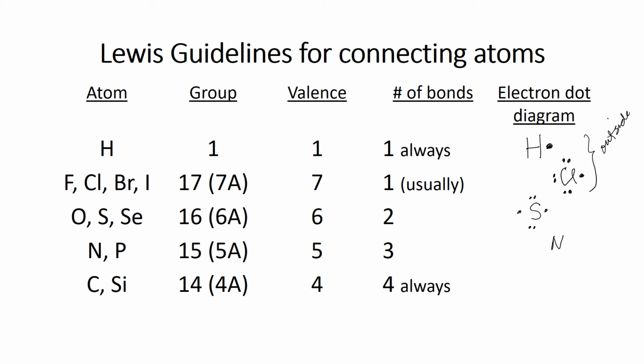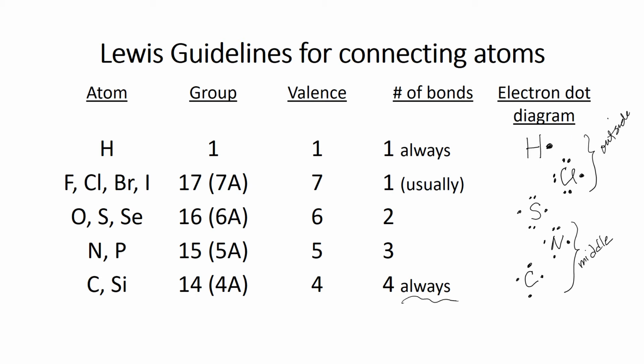Nitrogen and phosphorus in group 15 or 5A have a valence of 5, so we'll give them 5 valence electrons, which means 1 pair and 3 single electrons. So they really need 3 more electrons to have an octet, so they're generally going to form 3 bonds. And carbon and silicon in group 14 or 4A have a valence of 4, so they only have 4 valence electrons. So notice it needs 4 more electrons to have an octet, so it's always going to form 4 bonds. And notice that means since nitrogen usually wants 3 and carbon always wants 4 bonds, they're going to generally be in the middle of your diagram.